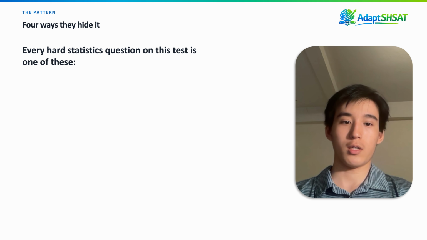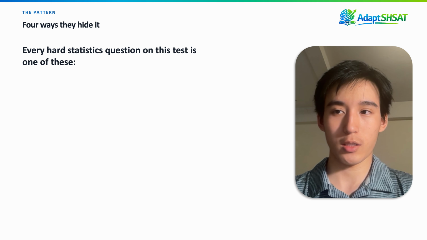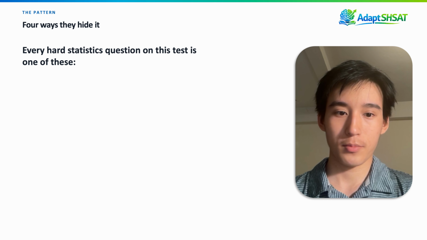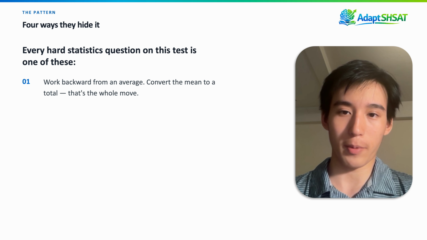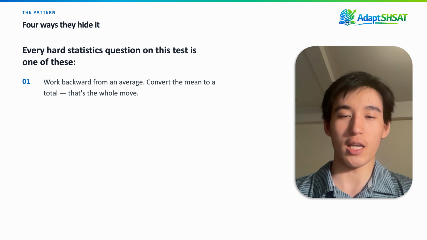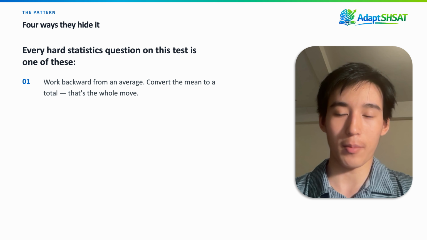So there you have it. These are 4 ways you can get quizzed on in statistics on the SHSAT. First, you've got to work backward from an average. So they give you the mean and they hide a value, and every time the first thing you should do is write out the total.